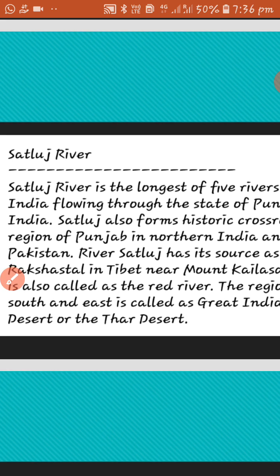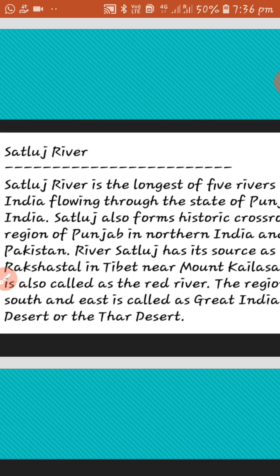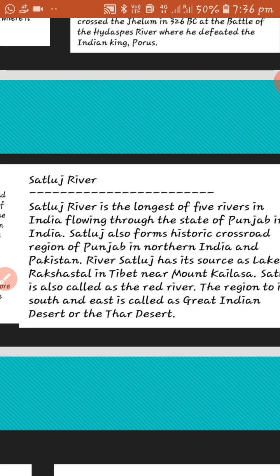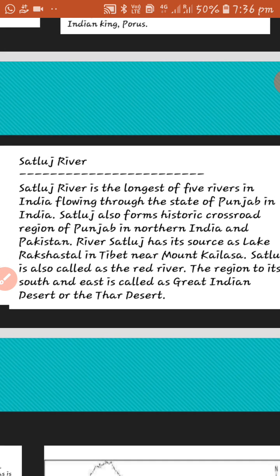Next, Satluj. Satluj river is the longest of the 5 rivers in India, flowing through the state of Punjab in India. Satluj also forms the historical crossroad region of Punjab in northern India and Pakistan. River Satluj has its source at Lake Rakshastal, remember it, Lake Rakshastal in Tibet near Mount Kailasa.